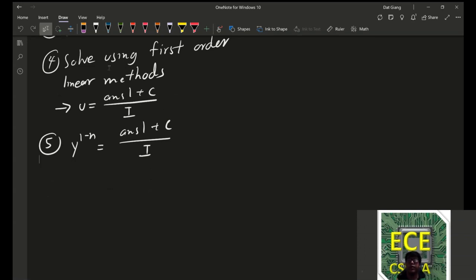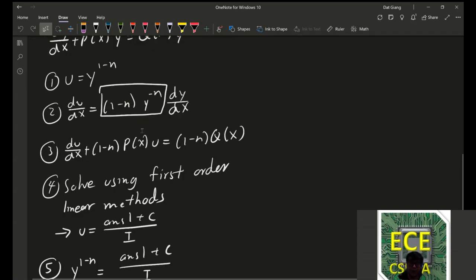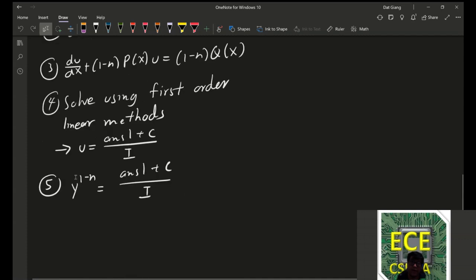And just to recap, a Bernoulli differential equation is a special case of first-order differential equation, where we have a first-order nonlinear, non-homogeneous differential equation. And our goal is to turn it from a first-order nonlinear, non-homogeneous to a first-order linear, non-homogeneous differential equation. And as such, we're able to solve for y using the following methods.